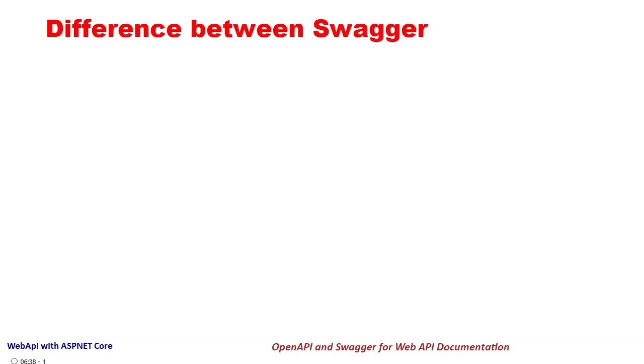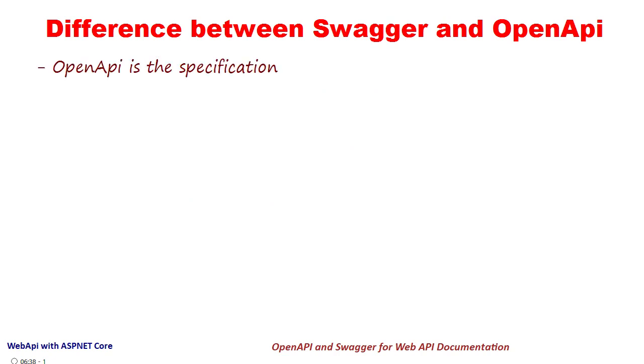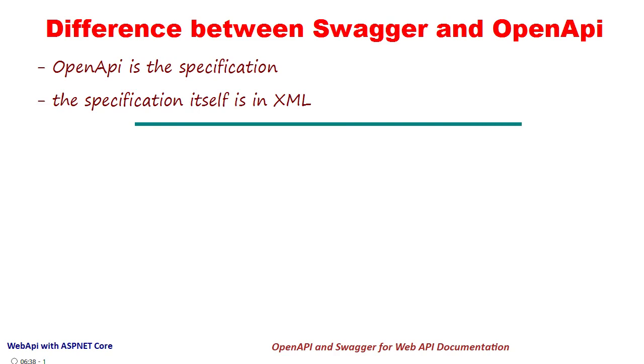First of all, let us quickly have a look at the difference between OpenAPI and Swagger. OpenAPI is the specification. It lays down the rules for describing the web API. It lays down the rules for documenting parameters, for documenting the responses, and so on. These rules have been described using XML.